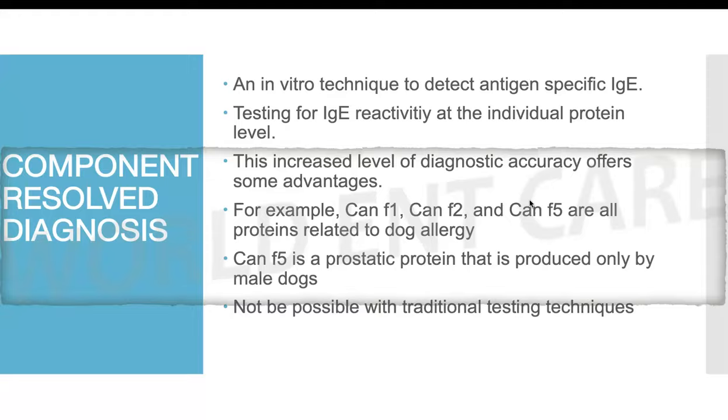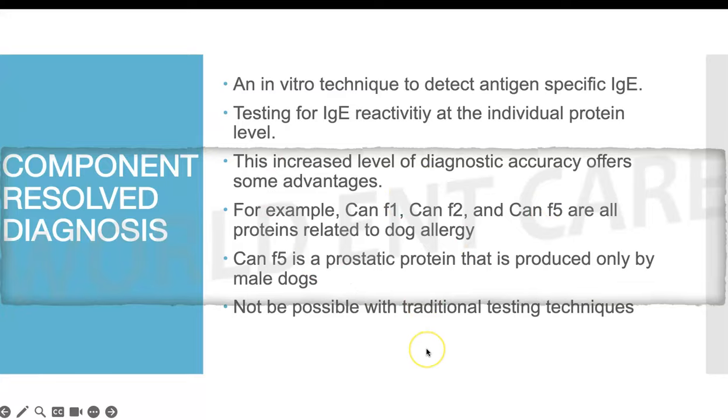For example, Can f 1, Can f 2 and Can f 5 are all proteins related to dog allergy. But it is seen that up to 38% of dog allergic patients are monosensitized to Can f 5, which means that they are able to tolerate female dogs. For example, if the patient is sensitized to Can f 5 protein, they cannot keep a male dog, but they can keep a female dog if they are dog lovers. So that is why this amount of specificity is needed in allergy testing.